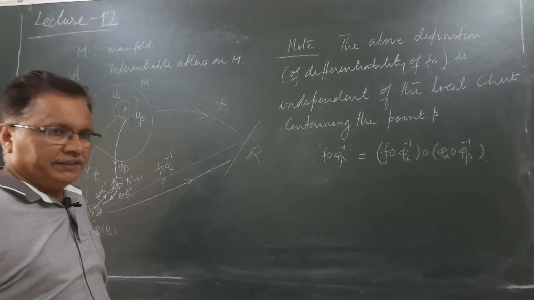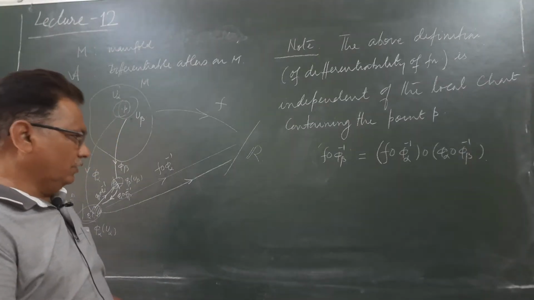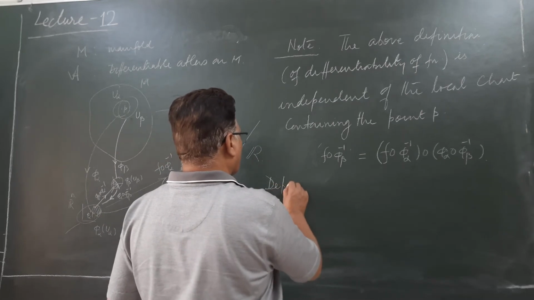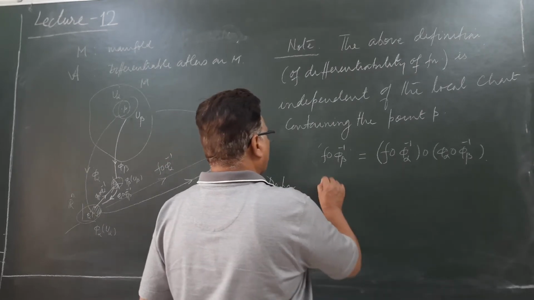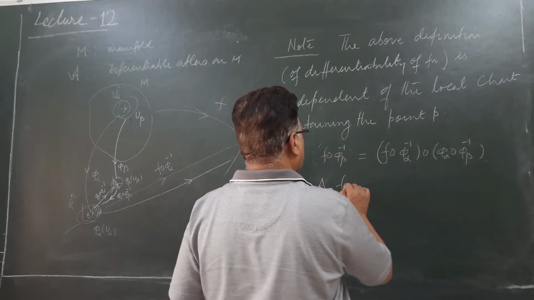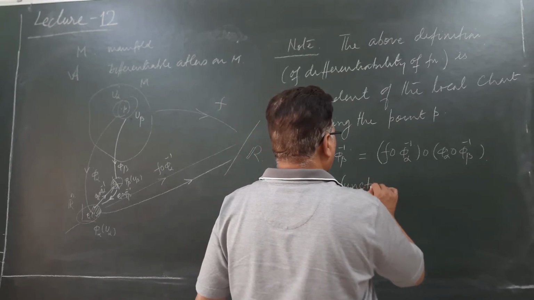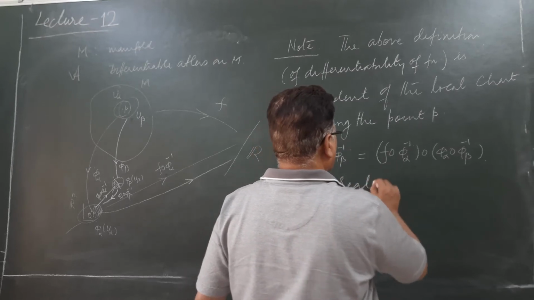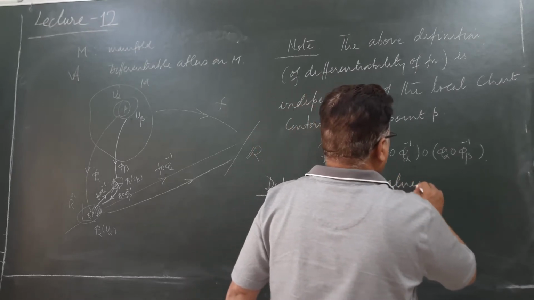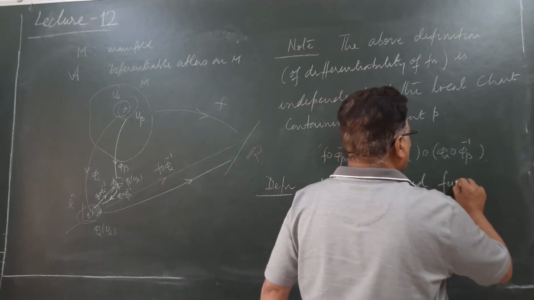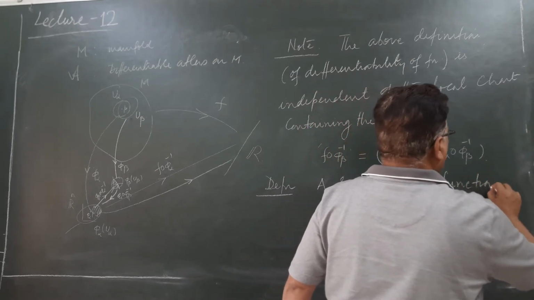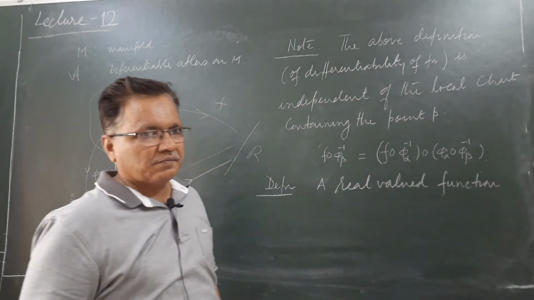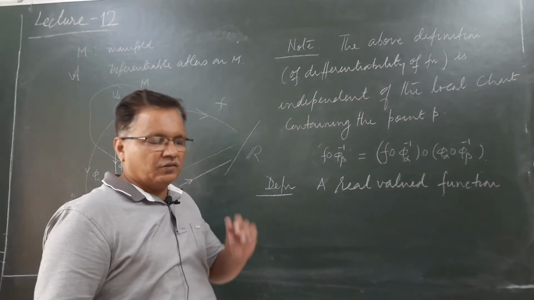So now differentiability at a point has been defined. Let me add one more thing, a function f. When I say function, I mean a real valued function. In the definition we say that a manifold is a locally Euclidean space. So sir, can't we say that because locally it is Euclidean, it will locally have all the properties of Euclidean space? No.